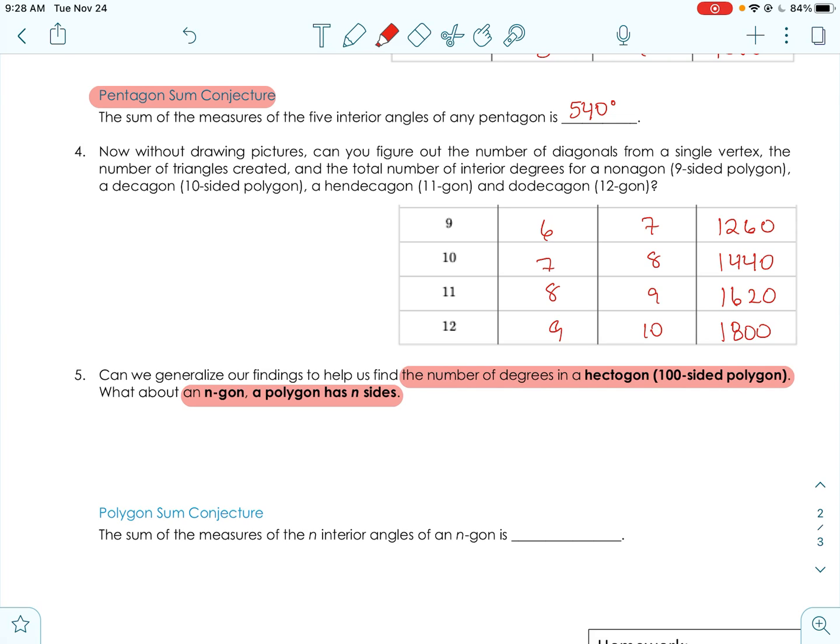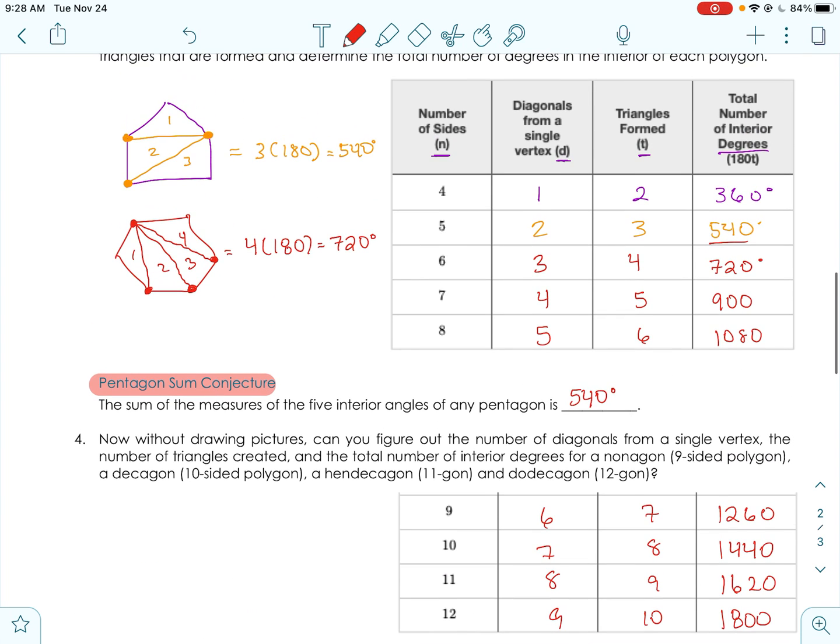So what we would like to do is find an equation for the n-gon, because if we can find the equation for the number of degrees in any polygon, regardless of the number of sides, then we could quickly figure out, without having to write down any numbers in the table, what the number of degrees is in a hectagon. So let's think about this. How are we figuring out the number of degrees here?